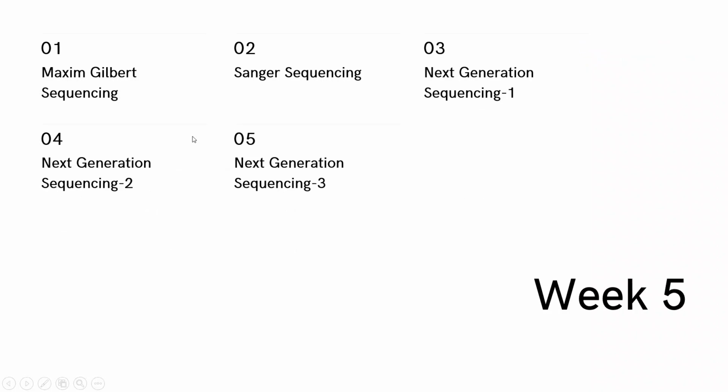So, this week's videos were primarily on DNA sequencing. It started from Maxam-Gilbert sequencing to Sanger sequencing, and then the rest was more focused on the different generations of the NGS technology, next generation sequencing. Next generation sequencing 1, 2, and 3. So we see a good evolution of DNA sequencing, starting from Maxam-Gilbert sequencing to Sanger and then the NGS.